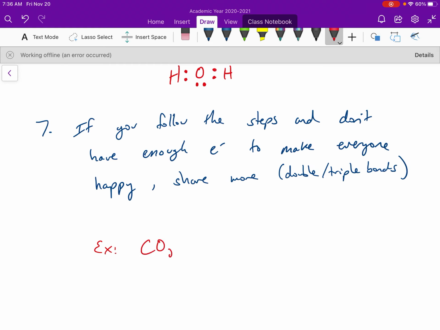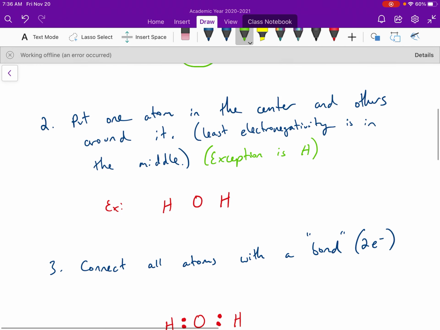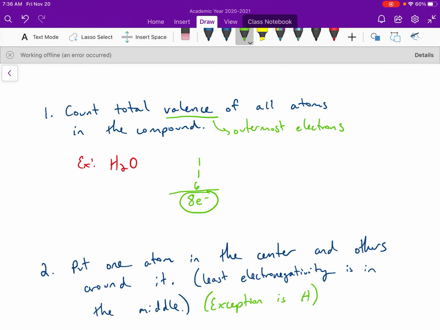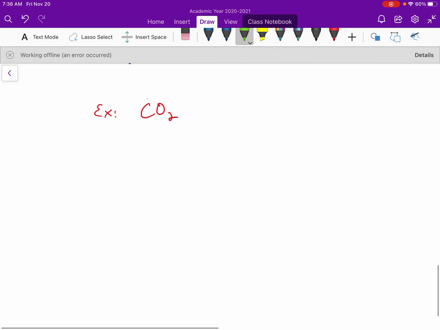Let's do carbon dioxide. Okay, so if you want to try it on your own first, you can. Just stop the video and try it on your own. If you still need help, then we'll walk through it together. So step 1, go back up to your steps. Step 1, count total valence. Carbon is in group 4. Oxygen is in group 6, but there's 2 of them. So 6 times 2 is 12, plus 4 is 16.